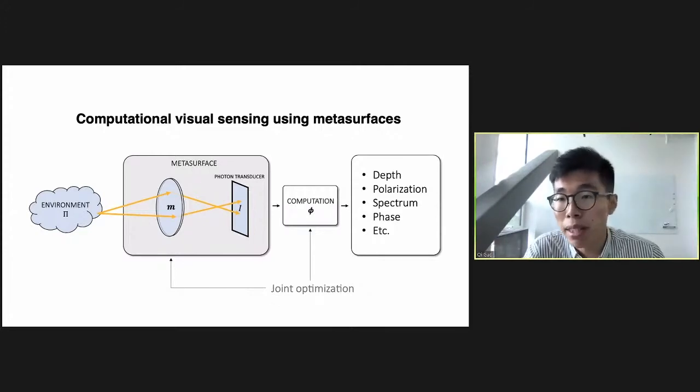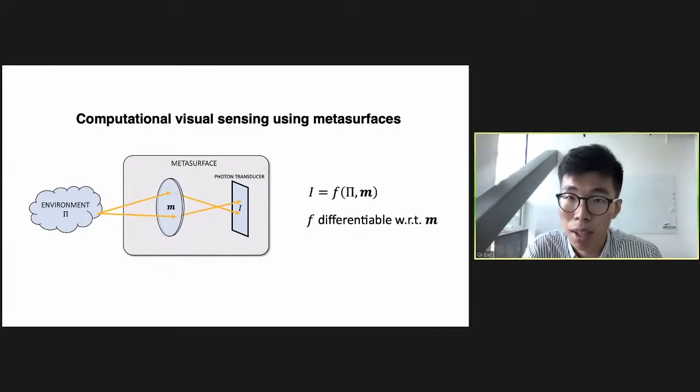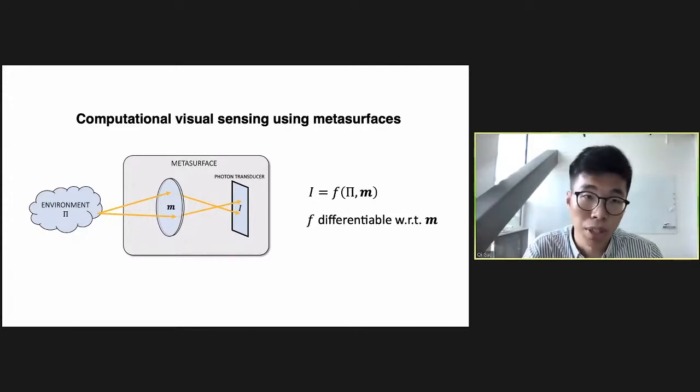The joint optimization requires a parametric and potentially differentiable model of the metasurface. This requires a differentiable model F that solves Maxwell's equations given the environment pi and the metasurface shape M to simulate the signal captured on the photon transducer I.